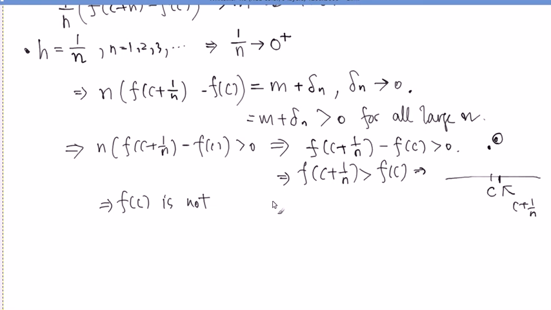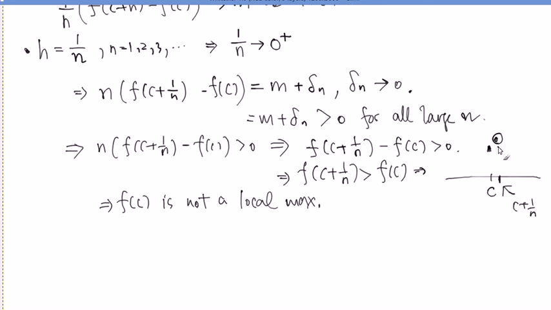In terms of extreme values, what can we conclude? F of c is not a local maximum. Why is it not a local maximum? F of c right here is not a local maximum because this point is even higher. How can you say this is a local maximum if right next to you there's always a higher number? So we can conclude that f of c is never going to be a local maximum, right?